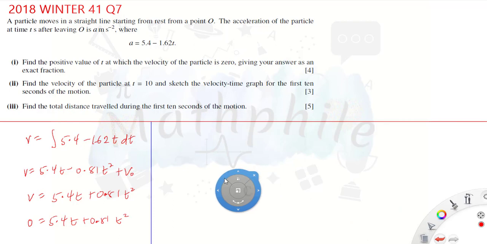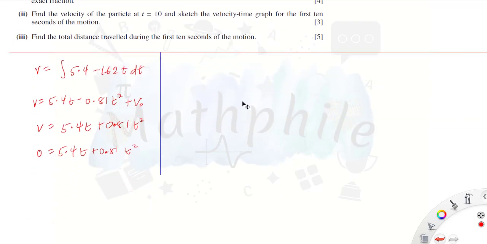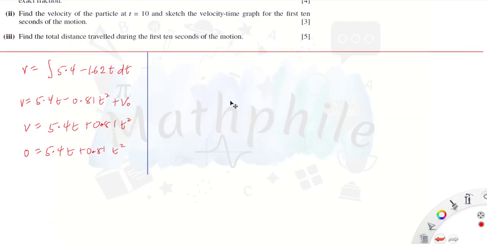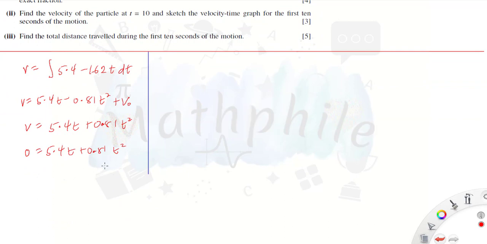At this point, I don't really look out for factors. Most people will look out for factors, so I just factorize the t out. I'm not solving a quadratic. To make life easy, I just factor out the t. I don't even care if the numbers are factors of each other.